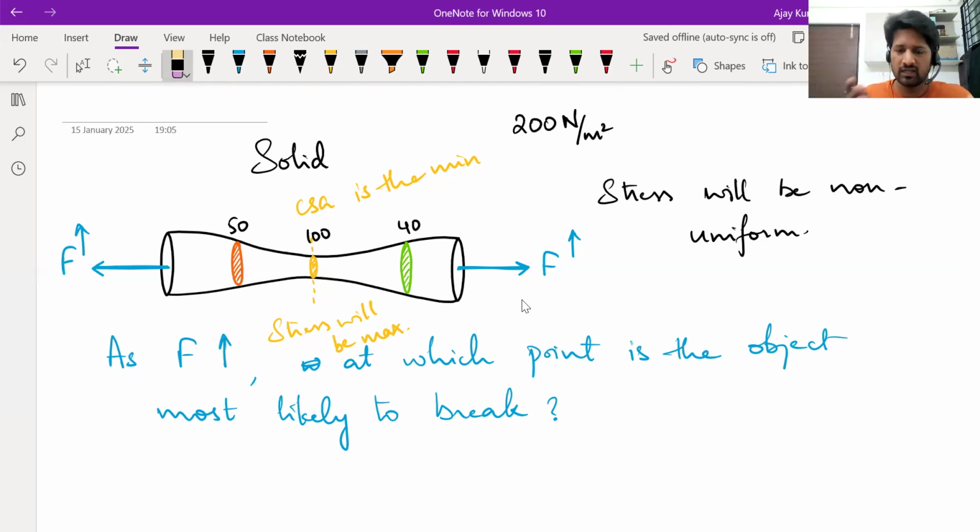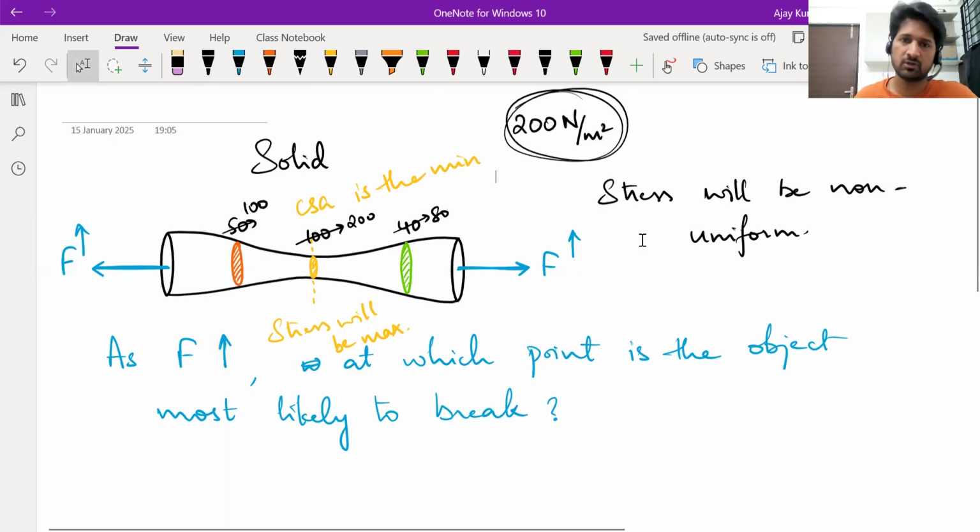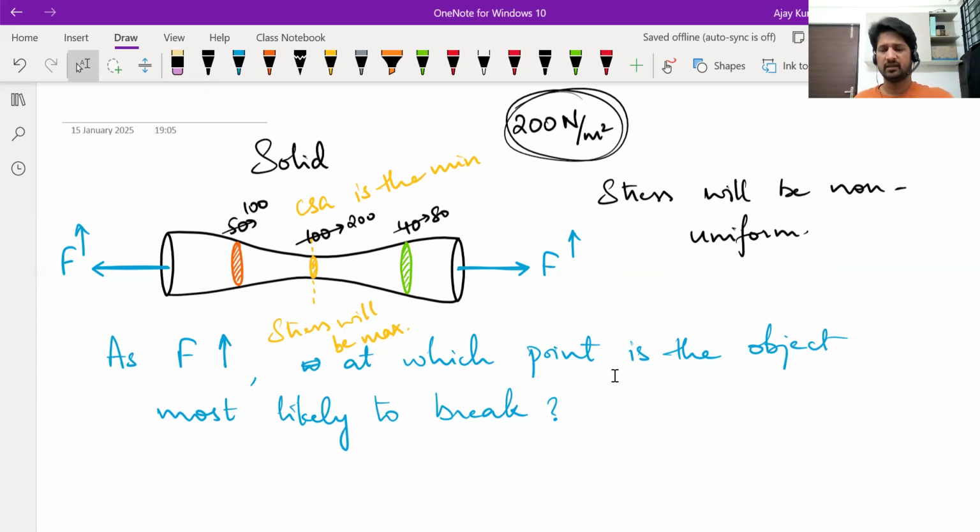Okay, as you go on increasing this force, at one value of the applied force, this will touch 200, this will become 80, this will become 100. So 80, 100 are not enough to break this object, but 200 is enough to break the object because that material's breaking stress is only 200 Newton per meter square. That is why it will break there. Okay, so remember, to break an object or to damage an object, there is a certain amount of stress that you need to produce. Okay, that's called breaking stress. Wherever that gets produced, the object breaks. Okay.